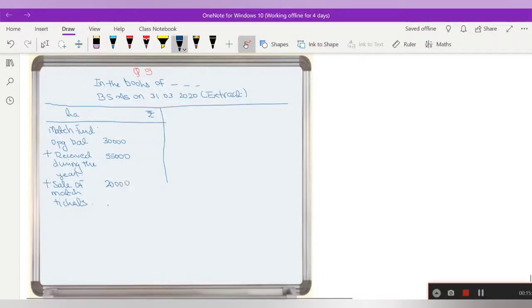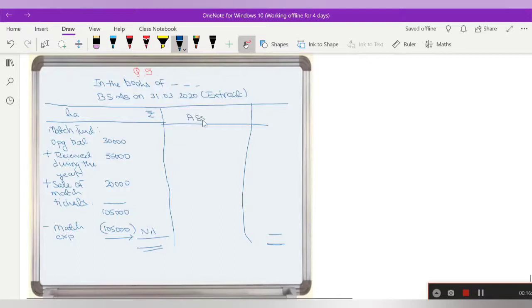So total how much fund are we having? 30 plus 20, 50. 50 plus 55 will be 1,05,000. Less, we have utilized the amount out of it. See, match expenses paid during the year. There is a match expense of 1,10,000, but the fund available is only 1,05,000, right? So what is the balance of the fund remaining? It will be 0, right? This way you have to show it in your balance sheet on the liability side.